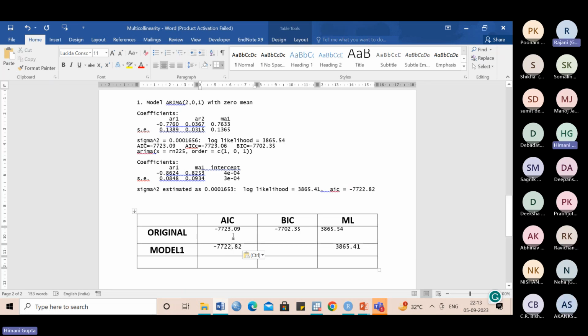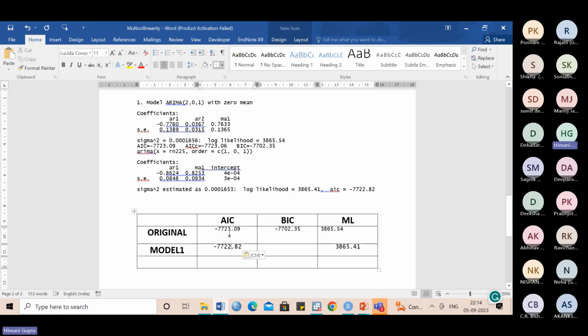Model 1, ma'am? Original? No, model 1 is a smaller value. This is a bigger value. Yes, in terms of this negative term, this is my bigger value, right? Got it? So model 1 should be the model. I should have taken 101. But what I told you is that R always works on maximum likelihood. And R has taken the original model to be the best model, because maximum likelihood says take the maximum value. It's 3865.41, it's 3865.54. So as per R, this is the maximum value. But as per AIC, this is the maximum value.